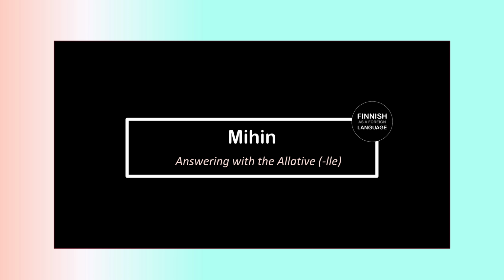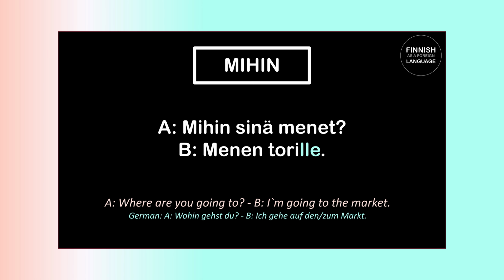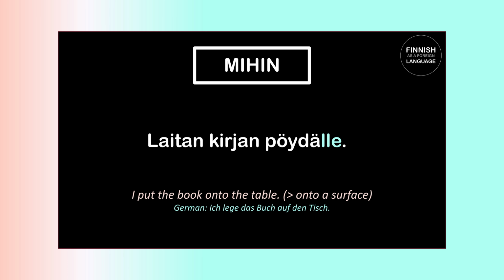This case is required when we want to express a movement towards an open area or a surface. For example, Mihin sinä menet? Where do you go? Menen torille means I'm going to the market. Or laitan kirjan pöydälle means I put the book onto the table. Laitan is the first person singular present tense of the verb laittaa, which means to put.